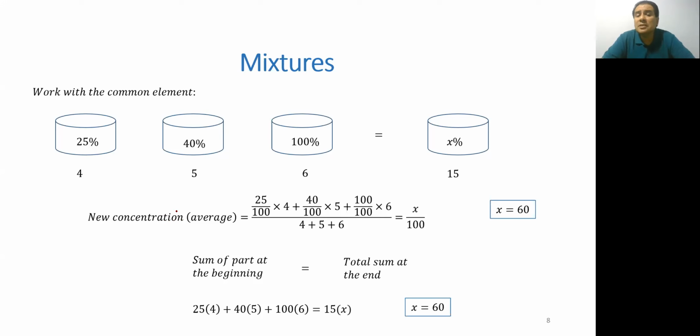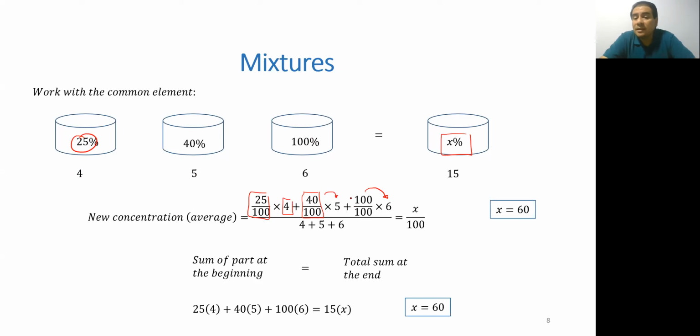We could consider that the new concentration in the mixture is actually the weighted average of all the concentrations, where the weight for each of the concentrations would be just the volume of the liquid. For example, here we multiply 25% times 4, which is the number of liters, 40% times 5, 100%, that's the concentration, it's pure. For example, it could be a sugar solution, just pure sugar, right?